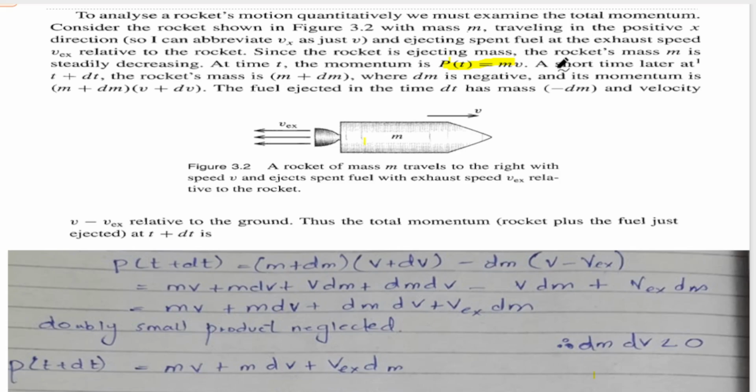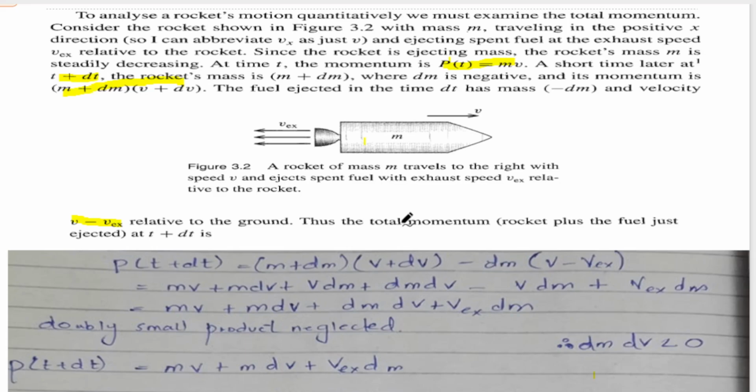before moving. At a short time later, the momentum will be this. So you can see when the rocket is moving, its velocity is increasing along the direction of x, or we can say along the direction of motion. And the velocity of the ejected fuel will decrease, it's obvious. This decrease is shown by the negative sign. Here you can see.